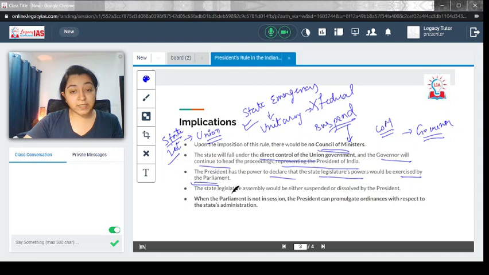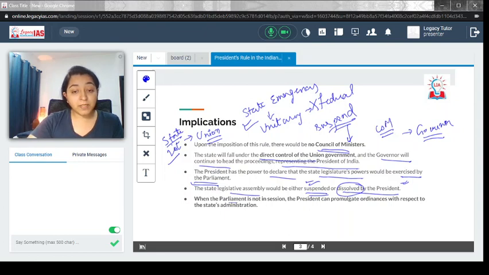The state legislative assembly would be either suspended or dissolved by the president. Now this is something you should remember. It's not like it will always be dissolved only, it could be suspended too. So just remember, it could either be suspended or dissolved by the president whenever he is imposing president's rule.